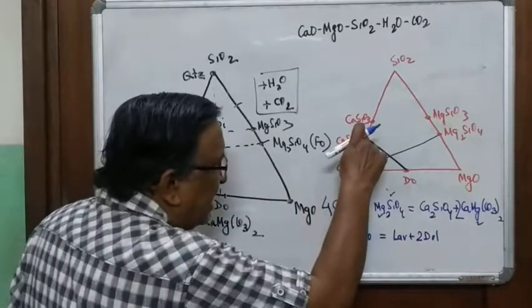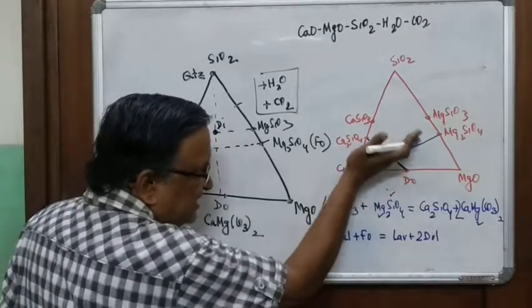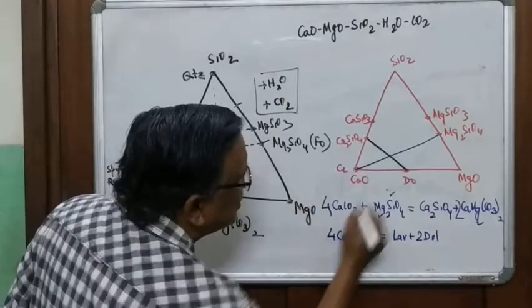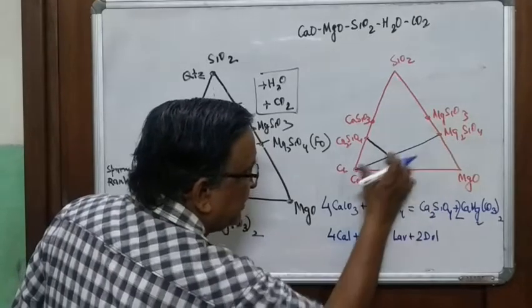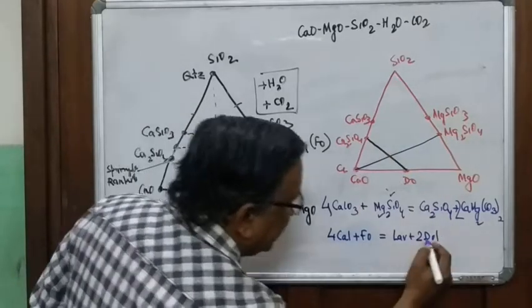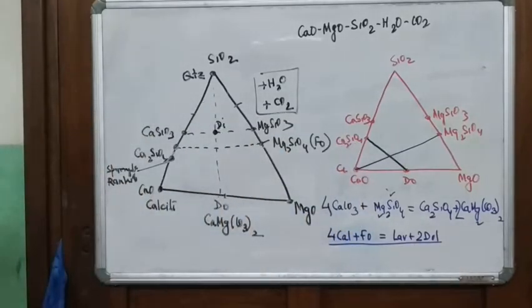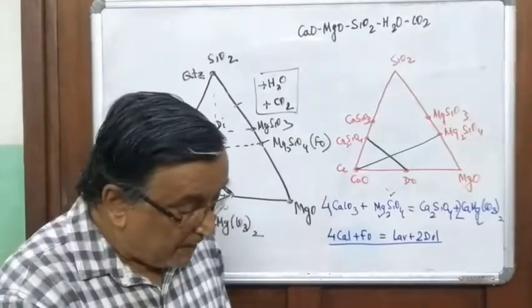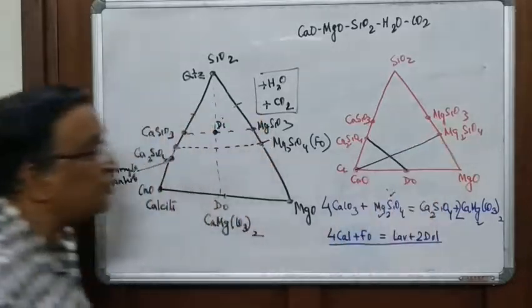Here you can see larnite plus 2 dolomite. That is why instead of this it has shifted here. My triangle is not exact. And you have 4 calcite. Here you see that is why the length is more here. And 1 forsterite. So that is a possible reaction. I'm not saying that's a stable reaction, but that is a possible reaction. So this is what is called the crossing tie line.